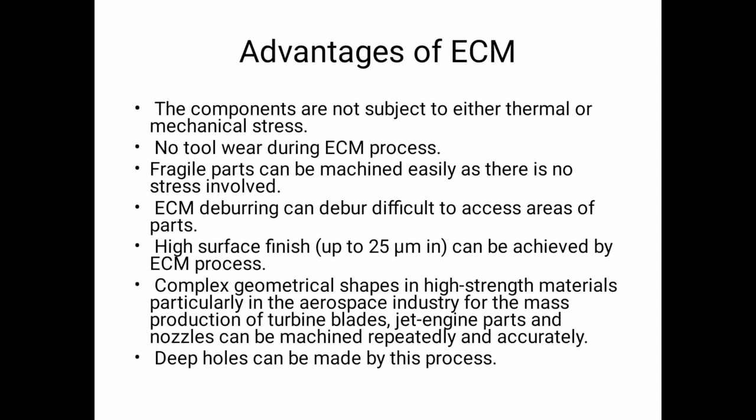Advantages of electrochemical machining. The components are not subjected to either thermal or mechanical stress. No tool wear happens during the electrochemical process. Fragile parts can be machined easily as there is no stress involved. Electrochemical machining deburring can reach difficult-to-access areas of parts. A high surface finish up to 25 micrometer can be achieved by the electrochemical process.